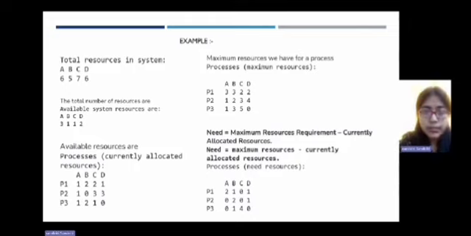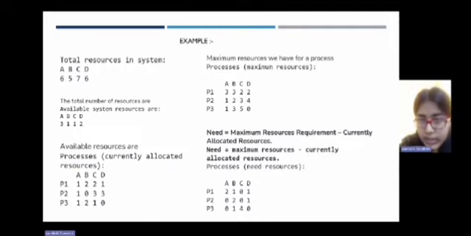So here is an example. Total resources in the system: A, B, C, D, each allocated some number. Then available system resources A, B, C, D have some numbers stored in them. Then P1, P2, P3 are the three processes currently allocated resources A, B, C, D, having some numbers. Now the maximum resources we have for the process, meaning the maximum resources are these many.